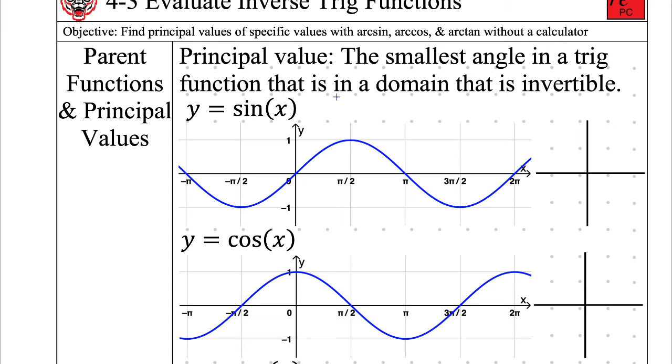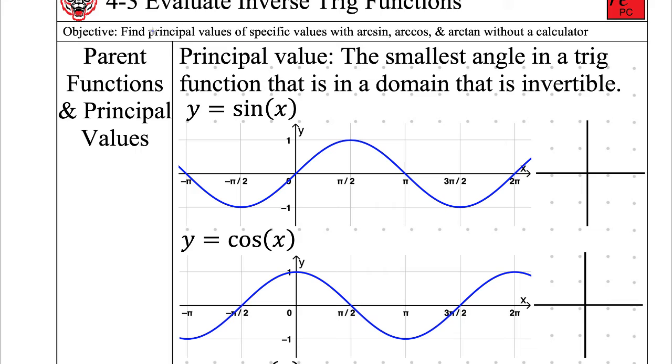Our objective today is to find the principal values of specific angles with arcsine, arccosine, and arctan without a calculator. That's kind of a big difference from Khan Academy. I'm not doing the Khan Academy thing of using a calculator for really, really hard problems. I'm giving you easier problems and expecting you to do it mentally.